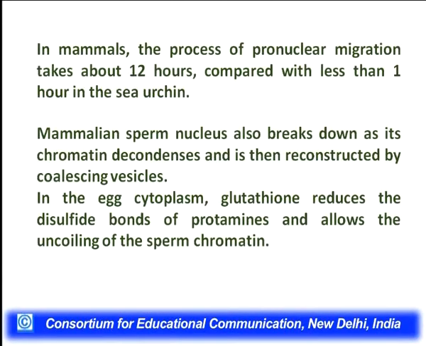Mammalian sperm nucleus also breaks down as its chromatin decondenses and is then reconstructed by coalescing vesicles. So, we have already seen, and it's a very similar mechanism that occurs in sea urchin, that the nucleus breaks down into numerous vesicles, which again coalesce to form the pronuclei.